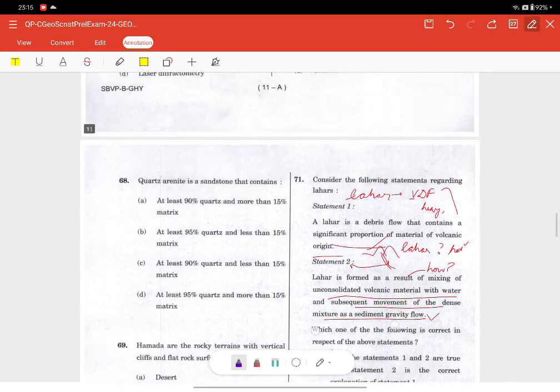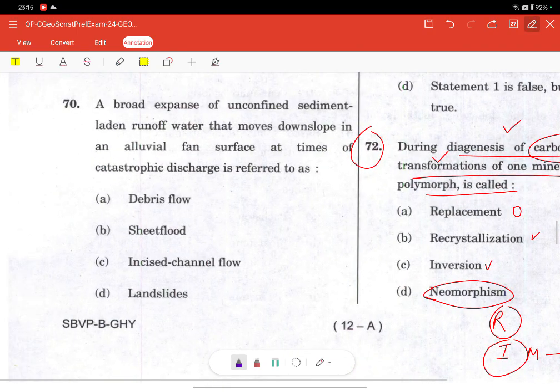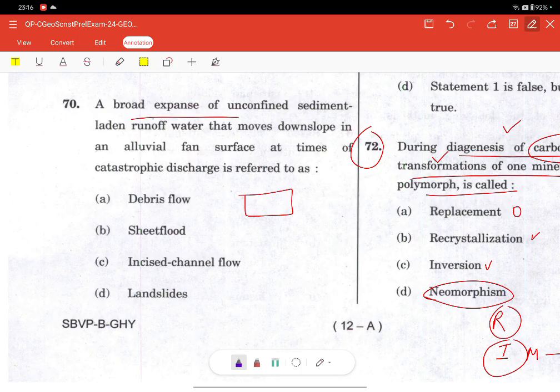Now, coming to the 70th question. A broad expanse of unconfined sediment laden runoff water that moves downslope on an alluvial fan surface at the time of catastrophic discharge is known as what? There is a broad expanse of unconfined sediment laden runoff water that moves downslope on an alluvial fan surface at a time of catastrophic discharge, referred to as what?